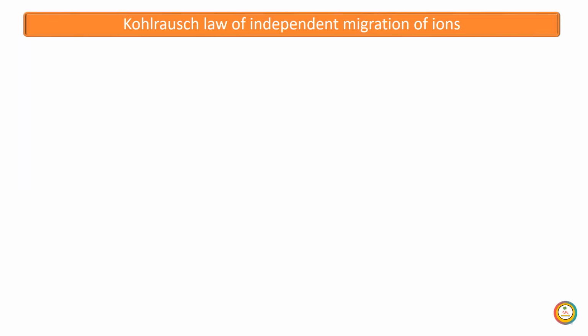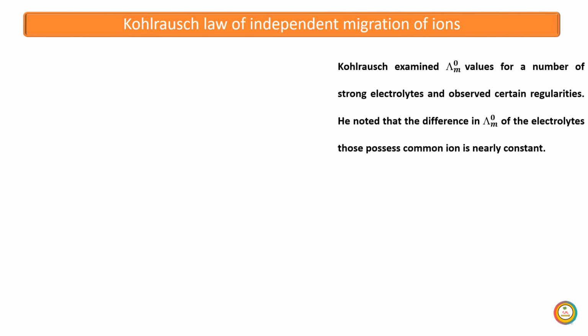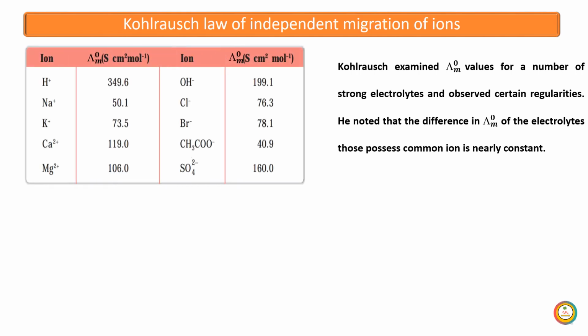Now look at Kohlrausch's law of independent migration of ions. Let's discuss it. Kohlrausch examined the lambda m0 values for a number of strong electrolytes and observed certain regularities. He noted that the difference in lambda m0 of electrolytes that possess a common ion is nearly constant. These are the values of lambda m0 for some cations and anions. With the help of this table, we try to understand Kohlrausch's law.